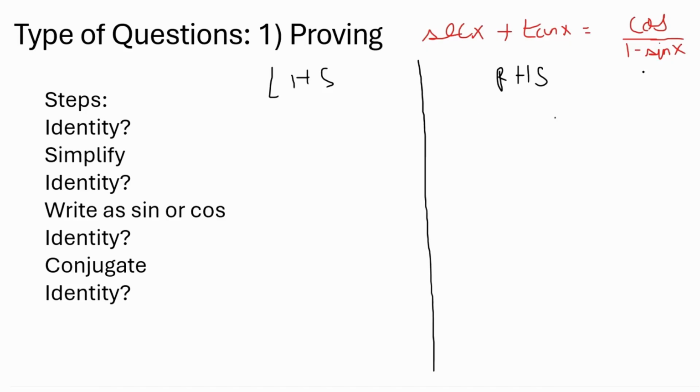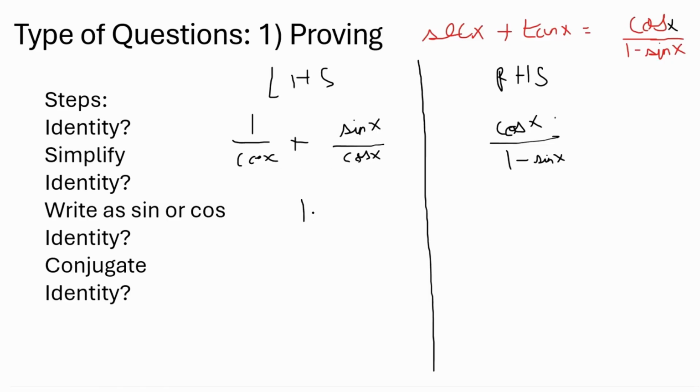So do I see an identity? I do not. Can I simplify anything? Not really. Can I write anything as sine and cos? Yes, I can. So secant becomes 1 over cos x, plus tan x becomes sine x over cos x. This side just says 1 minus sine x, I won't do anything to it right now. And now can I simplify anything? Yeah, I can bring these together: 1 plus sine x over cos x. Now there's nothing else I can do.